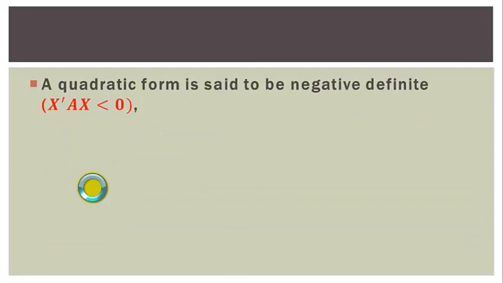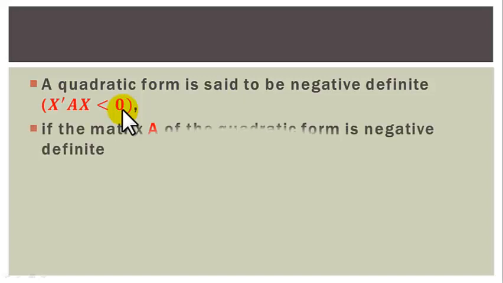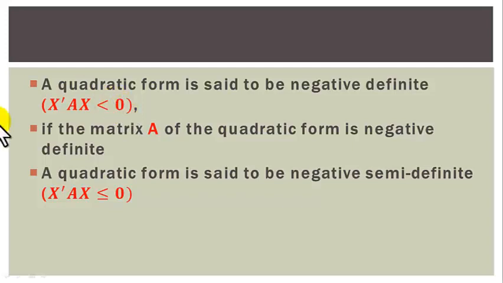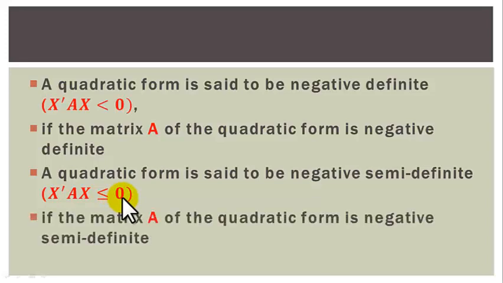A quadratic form is said to be negative definite, that is, x transpose Ax is strictly less than 0, if the matrix A of the quadratic form is also negative definite. A quadratic form is said to be negative semi-definite, that is, x transpose Ax is less than or equal to 0, if the matrix A of the quadratic form is also negative semi-definite.